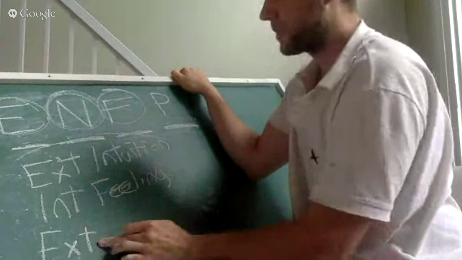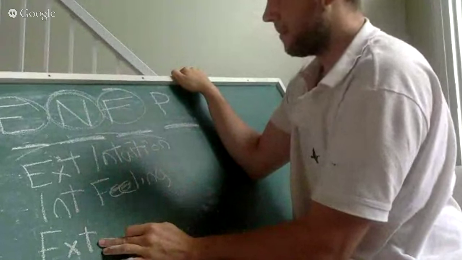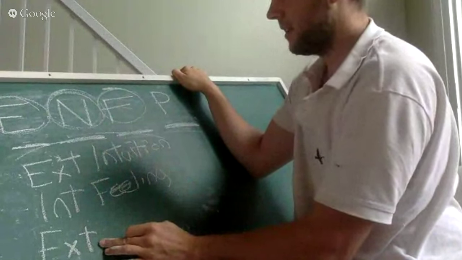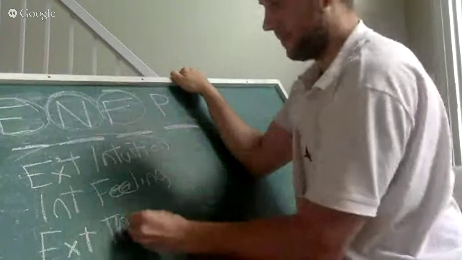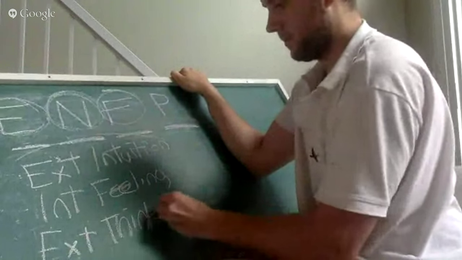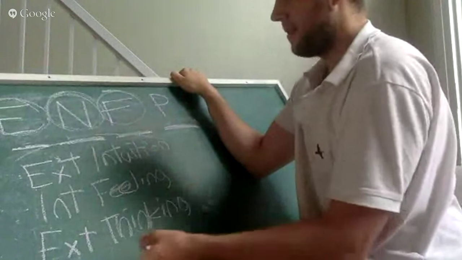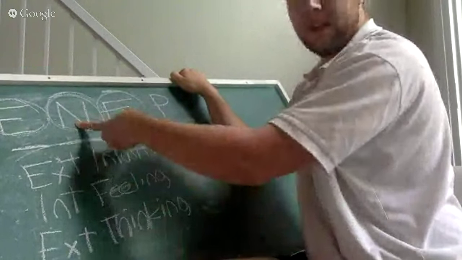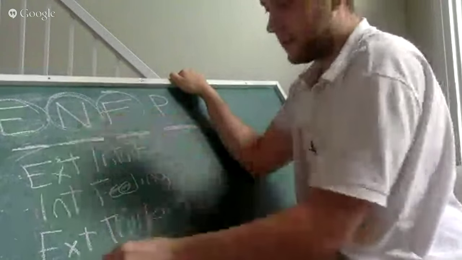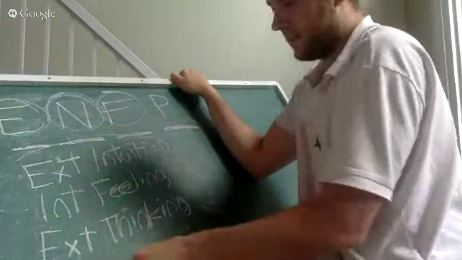And then we have extroverted again, but extroverted thinking is the opposite of this one. And then we have introverted, but it's the opposite of intuition, which is sensing. So we have introverted sensing as their last one.